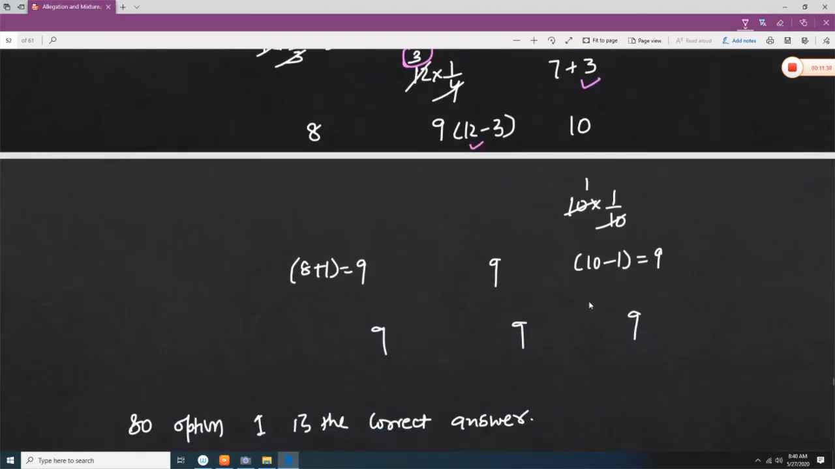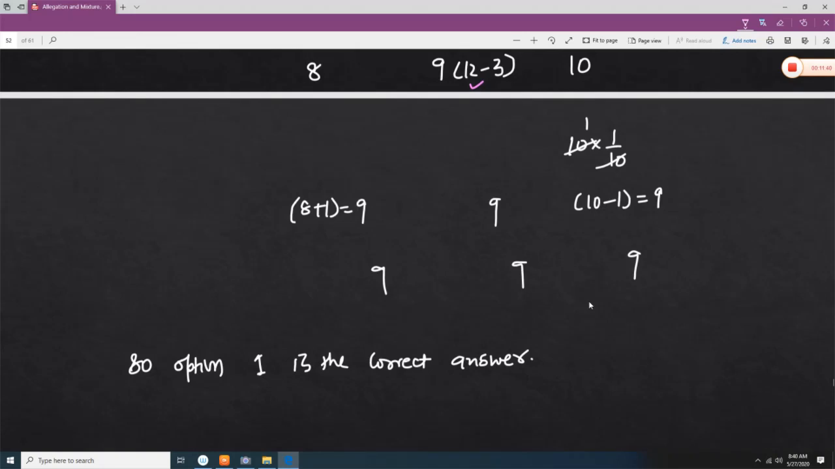And then what we are going to do, 1/10 of the third vessel. So 1/10 of 10 is 1 is taken out, so it is 9, and it is added into the first vessel. So the value is already 8 plus 1, so it is 9. So it is 9, 9 and 9, which is the final amount in the 3 vessels.